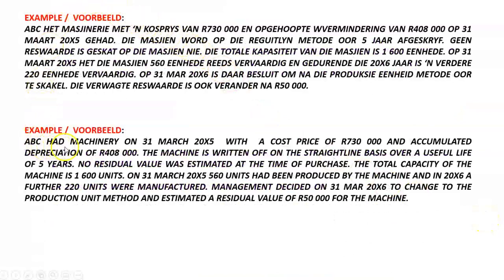Let's do the same example. ABC had machinery on 31 March with a cost price of 730,000 and accumulated depreciation of 408,000. The machine is written off on a straight line basis over the useful life of 5 years. No residual value was estimated at the time of purchase. The total capacity of the machine is 1,600 units. On 31 March, 560 units had been produced, and in 26 a further 220. And then they decided to change to the production unit method with an estimated residual value of 50,000.